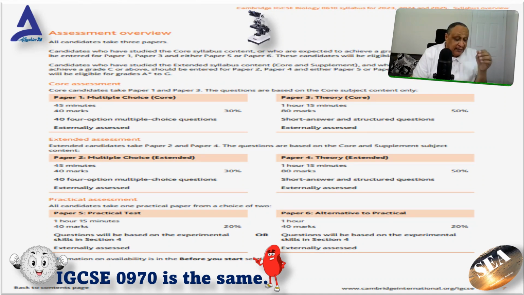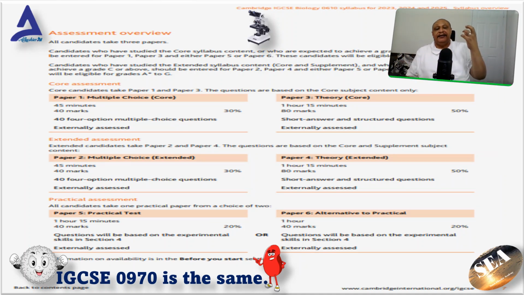Which papers am I going to take? If I am a core student, I have to take the odd numbers, 1 and 3. And if I am an extended student, regardless of whether it is 610 or 970, I have to take 2 and 4. What about 5 and 6? We are going to exclude 5, and I'm going to tell you why. We are going to take the alternative practical test, which is paper number 6.